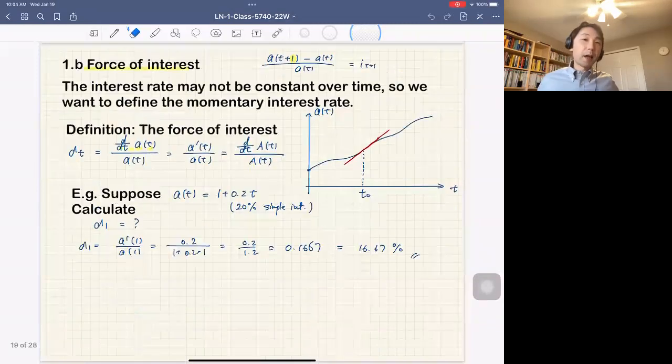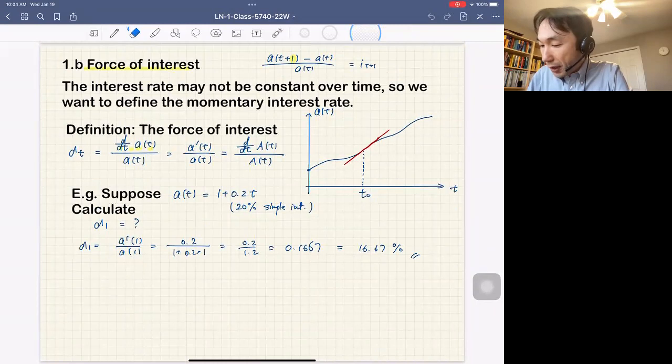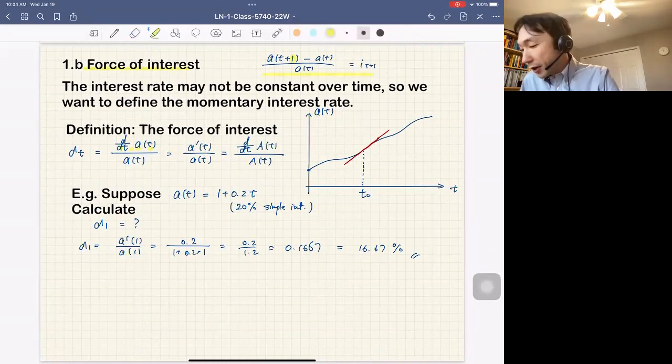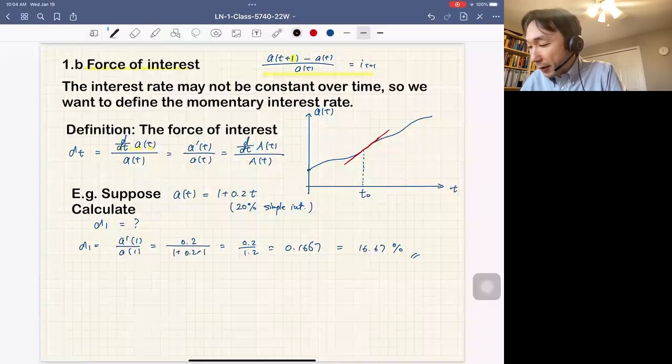The last time, we started the force of interest. Remember that if we have a discrete interest rate, we define i sub t plus 1 as a of t plus 1 minus a of t over a of t. Here a of t is the accumulation function. This represents the amount you have at time t, and a of 0 is equal to 1.